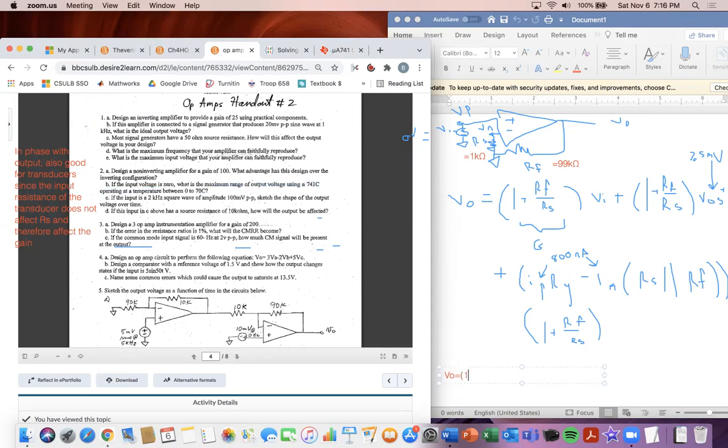Output voltage is equal to the gain, which is 1 plus 99K divided by 1K ohm, and then times the input voltage, which we know was 0 volts, they said for part B, and then plus 1 plus this gain again, 99K ohms divided by 1K ohms, and then times the offset voltage, which is normally 7.5 millivolts. And then plus the input bias current. However, they never mentioned a source resistor in part B. So this would be 0 then for this side.